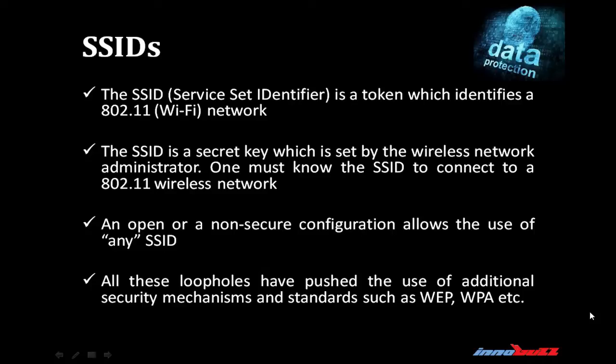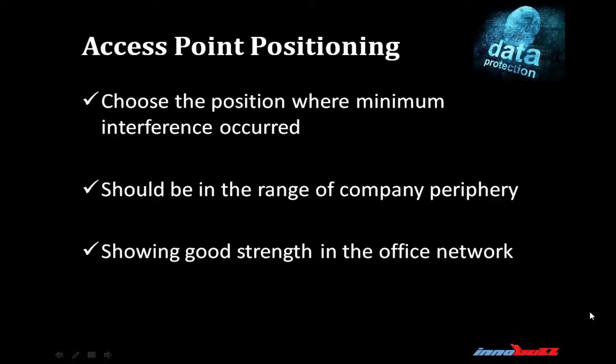All these loopholes have pushed the use of additional security mechanisms and standards such as WPA and WPA2. To place the access point for better connectivity, we have to choose the position where the minimum interference of a signal occurs, and it should be in the range of the company periphery. We have to choose the position in the office where the signal strength is strong. So by this we can position our access point.